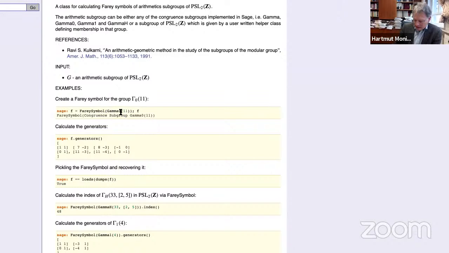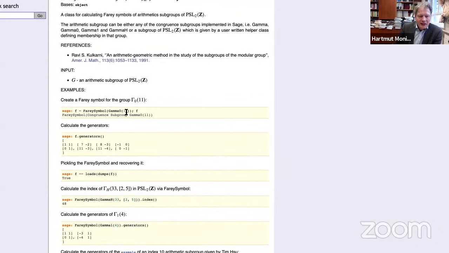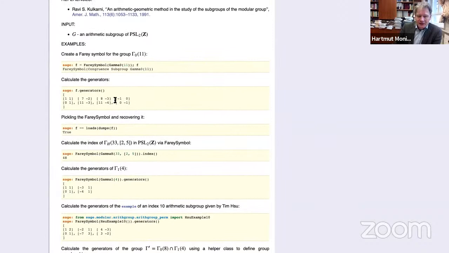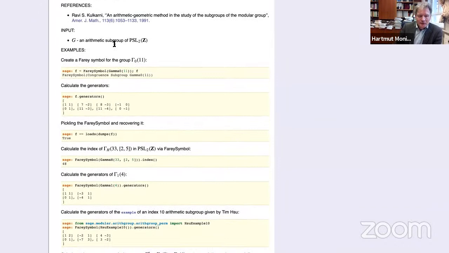The important point you need to know when you define this group Gamma0(11), or any other group, is that it will be able to decide if an element in SL2(Z) is actually in this subgroup. That's the only important thing you need to know. Good. Once you have that Farey symbol written down, all the computations needed to calculate the Farey symbol are already done, and you can, for example, obtain the generators. This is the minimum set of generators you obtain if you follow the paper of Kulkarni.